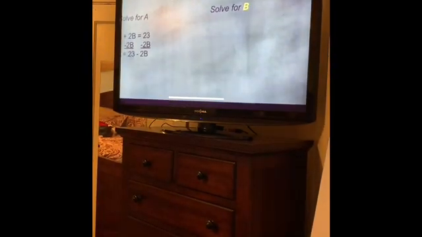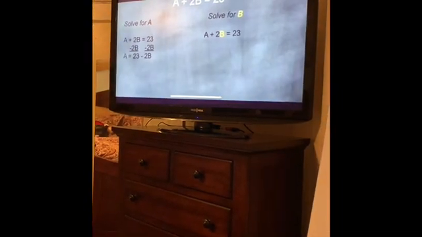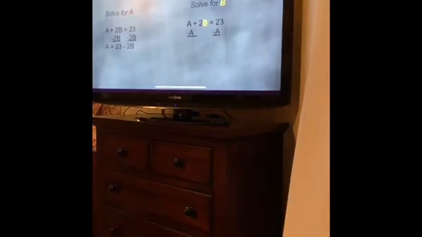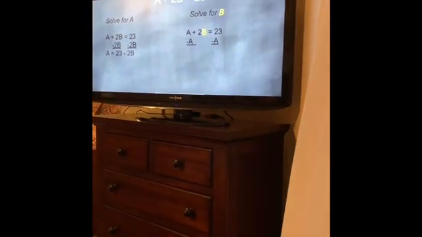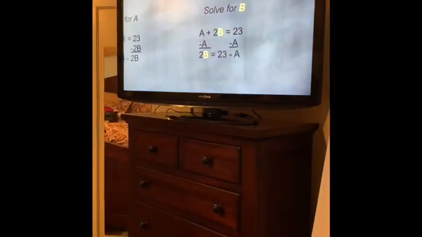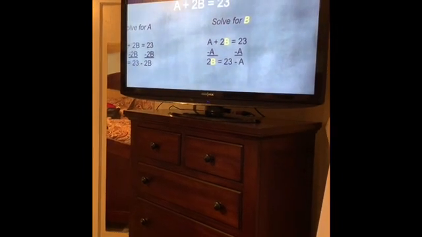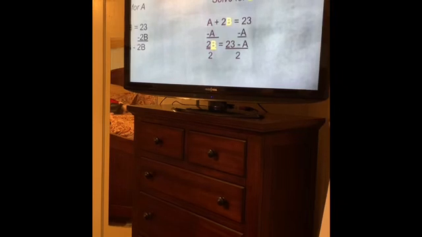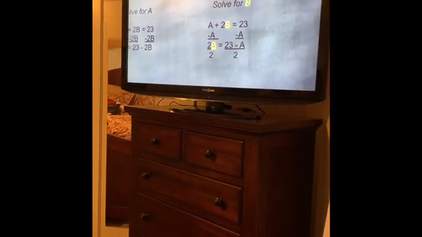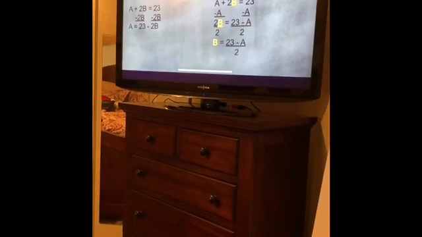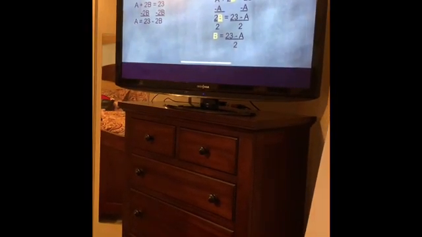Now let's find B in terms of A. We write the expression A plus 2B equals 23, and we're trying to get B on the side by itself. First thing we need to do is to subtract A from both sides of the equation. When we do that, we're left with 2B equals 23 minus A. Because the 2 is multiplied with the B, we need to undo multiplication with division by dividing 2 into both sides. This leaves us with B equals (23 minus A) over 2.